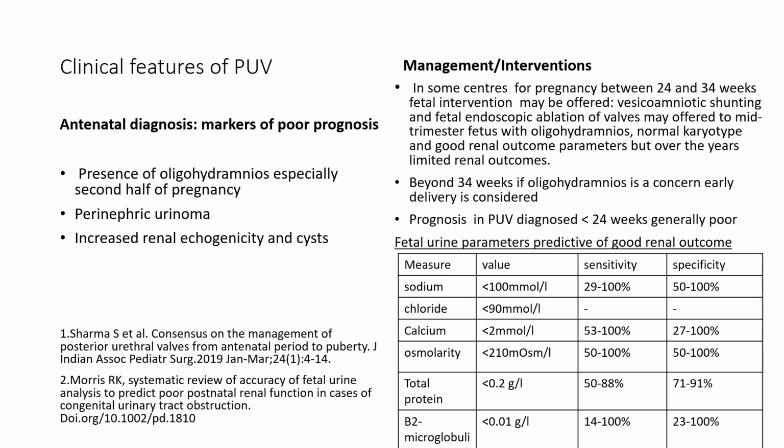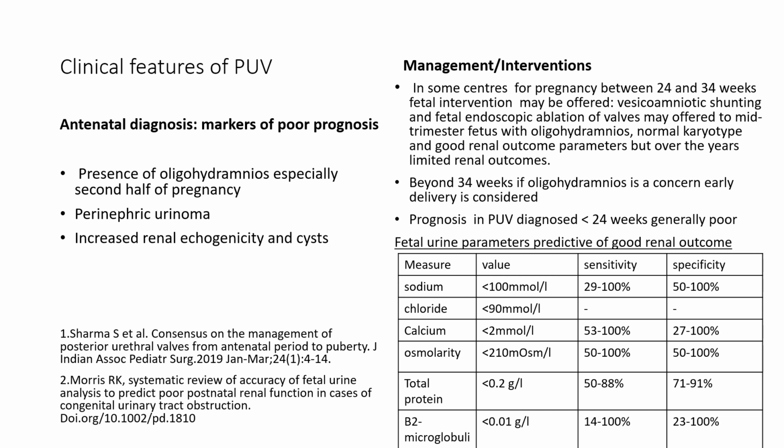So for such fetuses that are diagnosed antenatally, what are the options in terms of management? Most parts of the world cannot offer much for a diagnosis that is made before 24 weeks, because the prognosis is really bad. For pregnancies between 24 and 34 weeks, there are options for fetal intervention, but these are offered in only specialized centers. One option is to try and divert urine from the bladder into the amniotic sac by doing what is known as a vesicoamniotic shunt. And then the other option for mid-trimester pregnancies that are affected would be, for example, to do fetal endoscopic ablation of the valves.